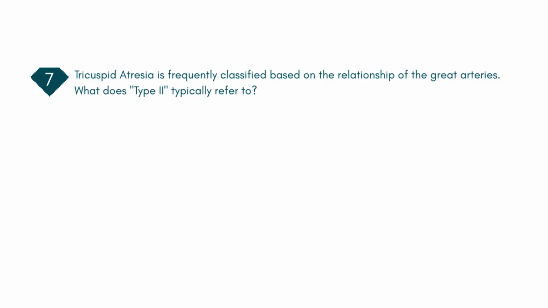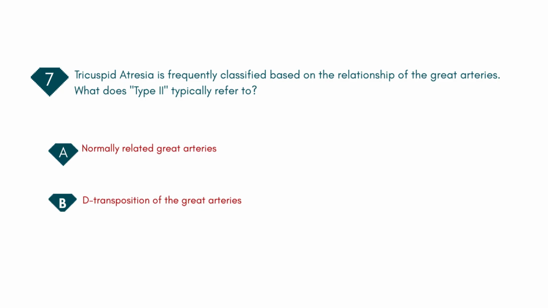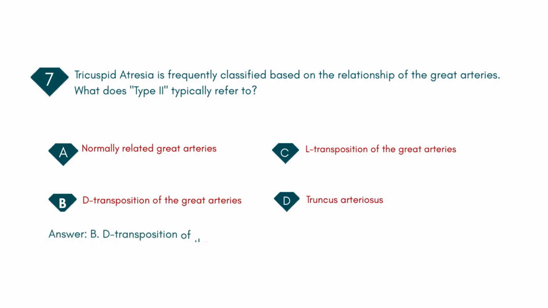Tricuspid atresia is frequently classified based on the relationship of the great arteries. What does type 2 typically refer to? A. Normally related great arteries. B. D-transposition of the great arteries. C. L-transposition of the great arteries. D. Truncus arteriosus. Answer B. D-transposition of the great arteries.